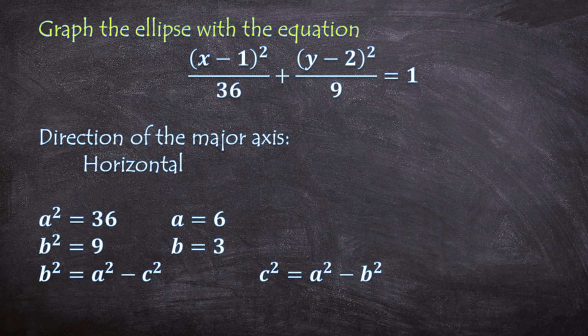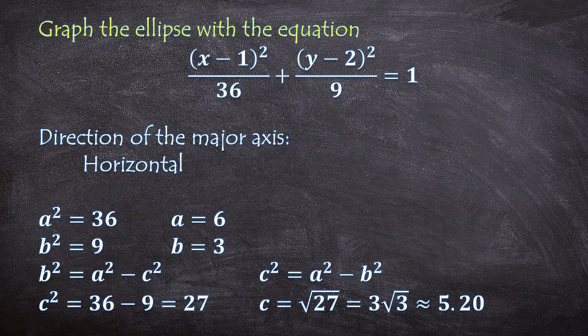So, we have the formula b squared is equal to a squared minus c squared. So, we can also rewrite that one to look for our c. So, we have c squared is equal to a squared minus b squared. So, for our c squared, we have 36 minus 9 equals 27. So, our c is square root of 27, or that is 3 square root of 3, or approximately 5.20.